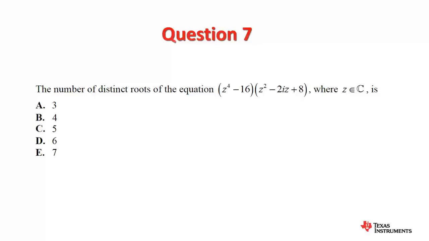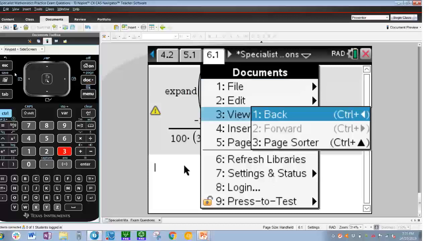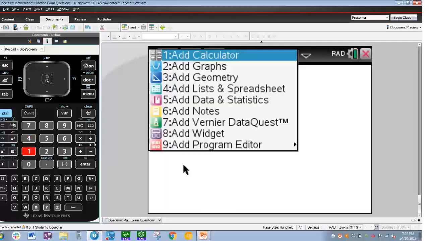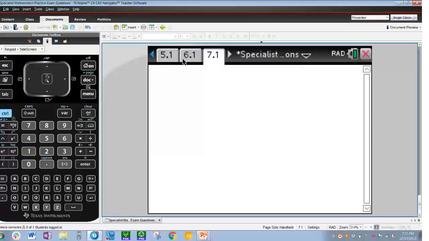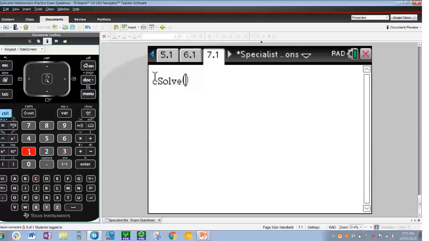So the key word over here I want you to look at carefully is the word distinct. So distinct simply means that if there's any repeated roots, they're only counted once, not multiple times. So creating a new problem, so 4 and then 1. I'm going to simply do C solve. So the way to get that is menu, 3, C, and finally 1. So that's C solve. It solves equations over the complex field.